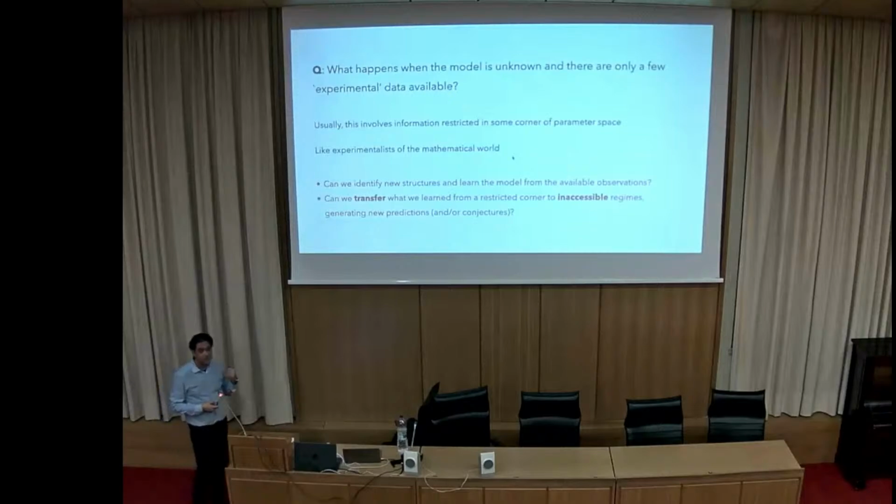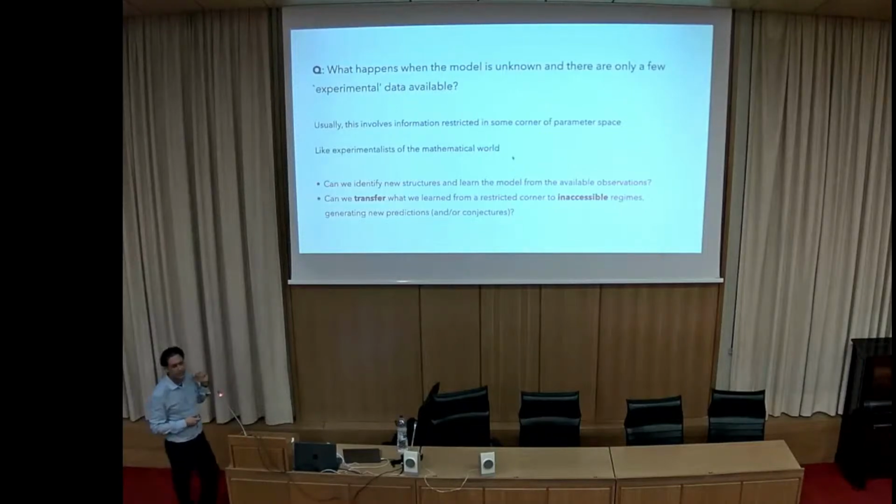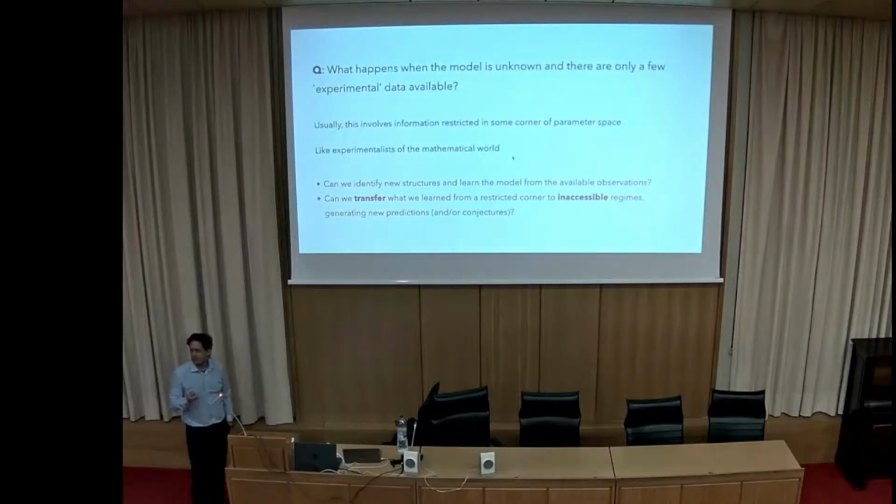But the thing I want you to appreciate, and maybe will be useful for you practically, is that it is a way to manipulate functions. Okay. So now let me up the game a little bit and ask the following question. What happens when the model is unknown? Like we don't know this equation, for example, or we don't know the Lagrangian. And there are only a few experimental data available about the structure we want to uncover. Then what do we do in that case?